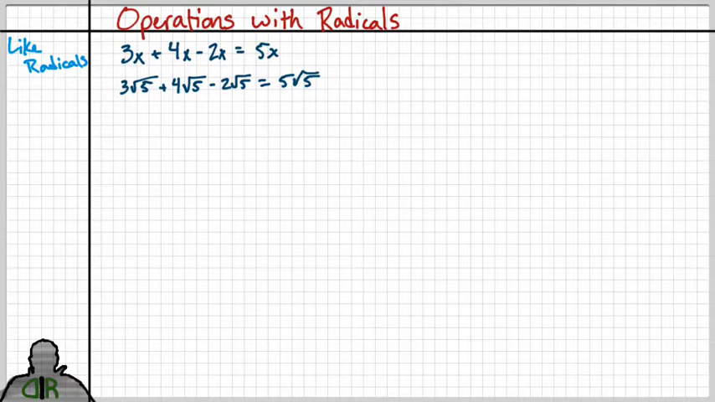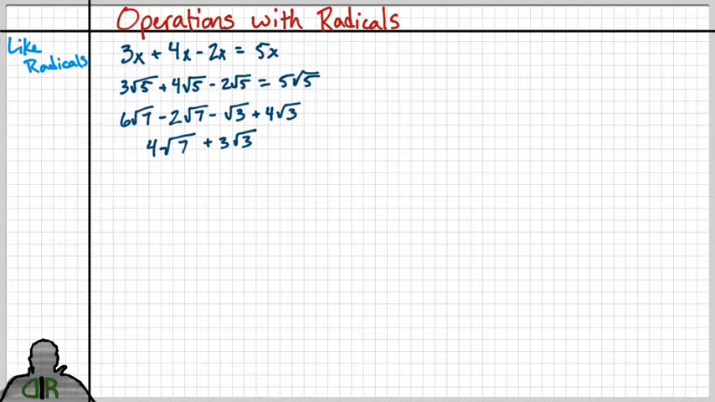Okay, so now let's take a look at this one. Do we have all like radicals here? We have 6 root 7 minus 2 root 7 minus root 3 plus 4 root 3. So obviously they are not the same. Okay, we have a couple pairs that are the same. Notice this one's the same, so can we combine those two? Yeah, we can. So let's go ahead and do that. We're going to combine the 6 root 7 minus 2 root 7. That gives us the 4 root 7, and then we can combine this over here.